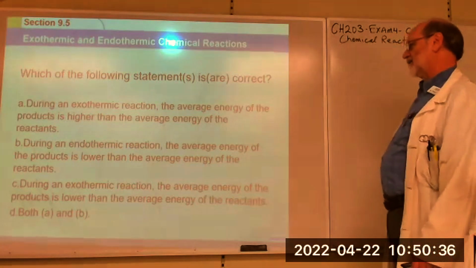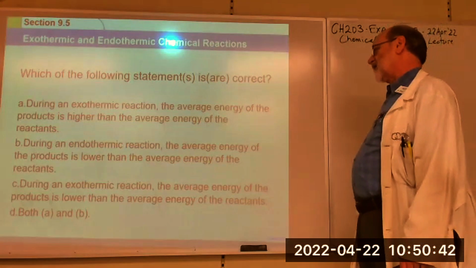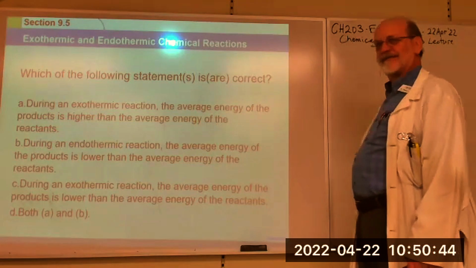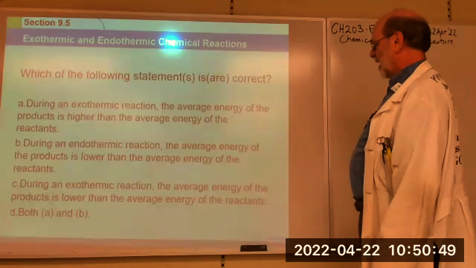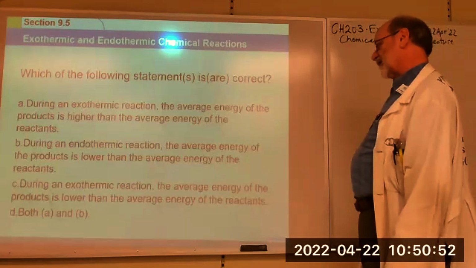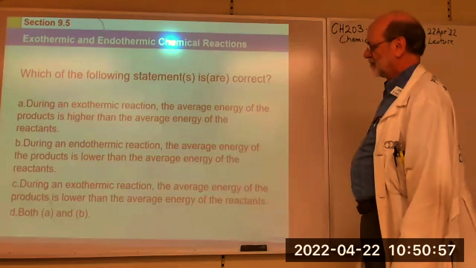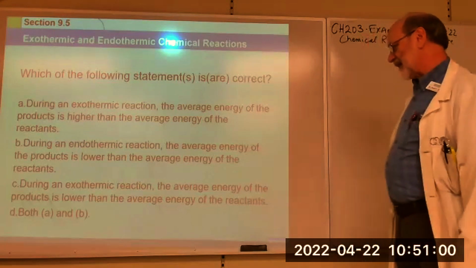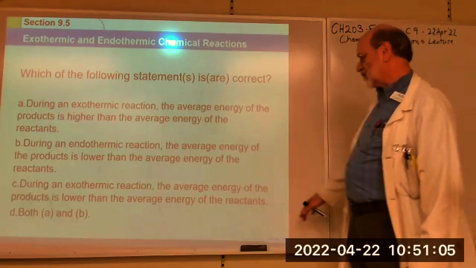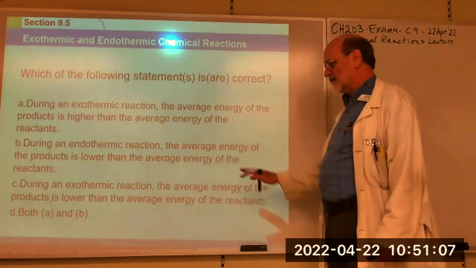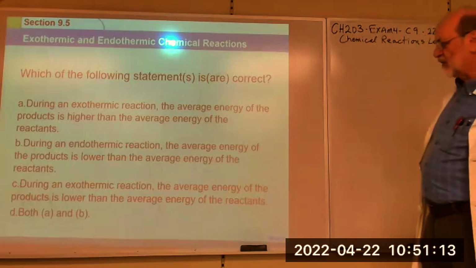Okay, which one of these is correct? During an exothermic reaction, the average energy of the products is higher than the average energy of the reactants. That's endothermic. During an endothermic reaction, the average energy of the products is lower than the average energy of the reactants. Wrong. C, during an exothermic reaction, the average energy of the products is lower than that of the reactants. C is your answer. It's supposed to be red.